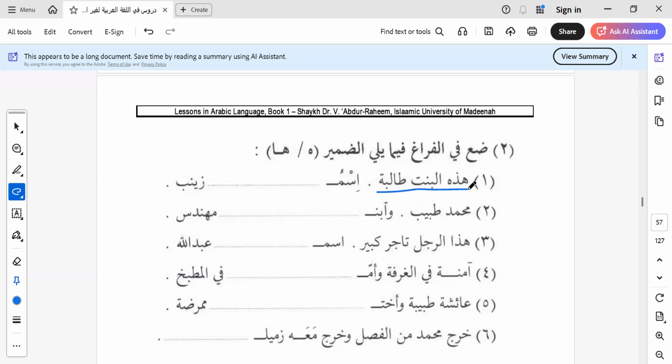نعم. So what about the taliba? Assalamu alaikum. نعم وعليكم السلام ورحمة الله. هذه البنت is مبتدا, طالبة is the khabar. Oh yes, that's more appropriate. هذه البنت will be the mubtada. Why? طالبة is the khabar.